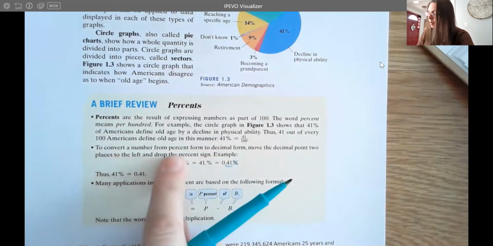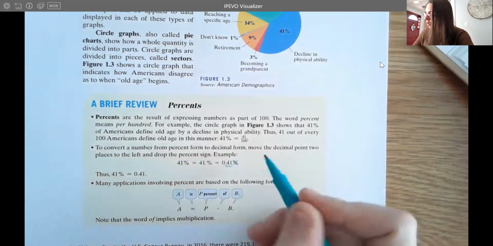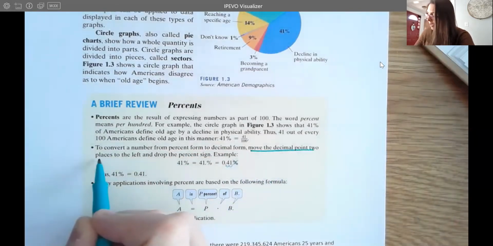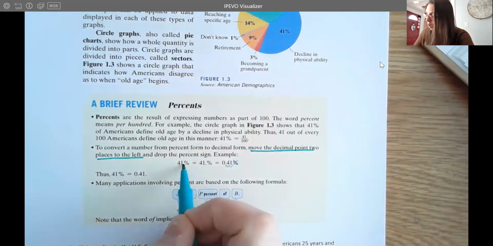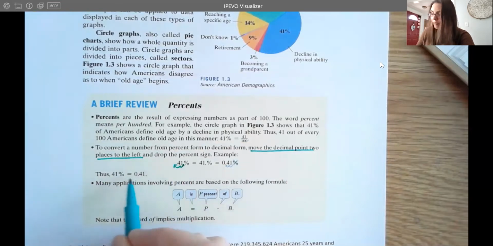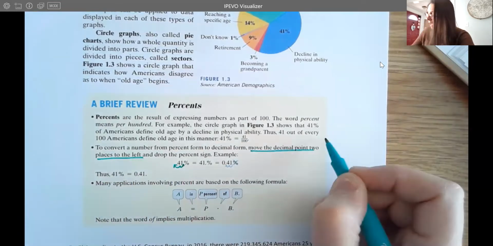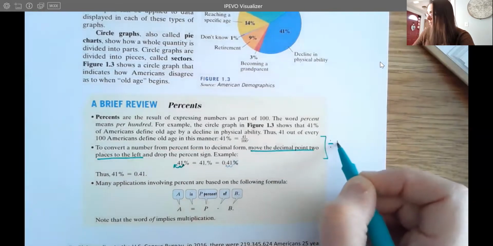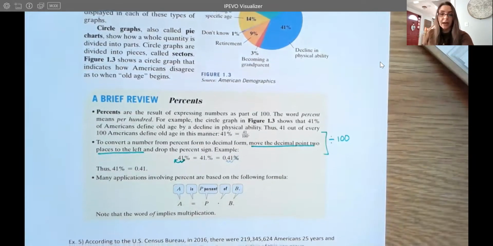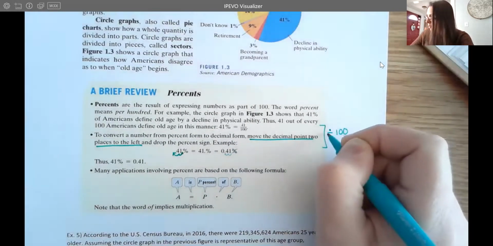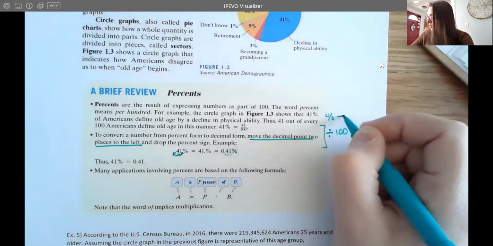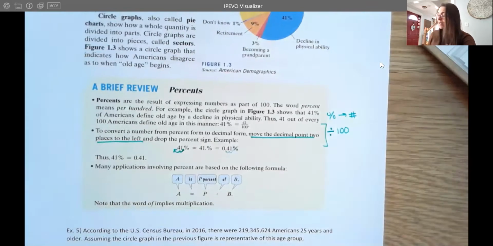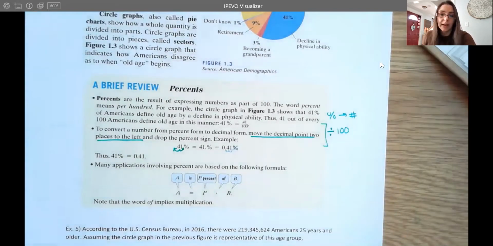To convert a number from a percent to a decimal, what you're going to do is move the decimal point 2 places to the left. So that 41, now if you don't see a decimal point, it's always on the right. So you move that 2 spots over, and that's how you get that 0.41. In either case, technically, you're dividing by 100. So if you're stuck and you don't remember how to do this, to go from a percent back to a number, either a fraction or a decimal, you're just dividing it by 100.